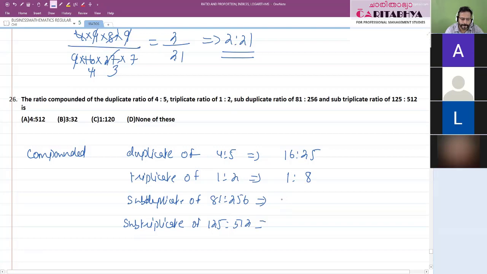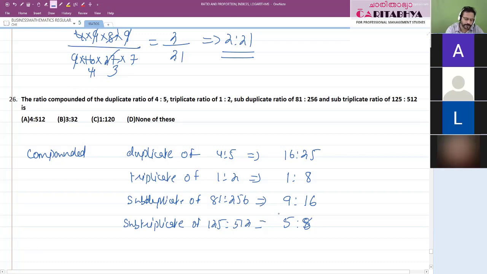Subduplicate of 81:256 means the square root. The square root of 81 is 9. 16 into 16 is 256, so the square root of 256 is 16. Subtriplicate means the cube root. 5 into 5 into 5 is 125, and 8 into 8 is 64, into 8 is 512, therefore 8.